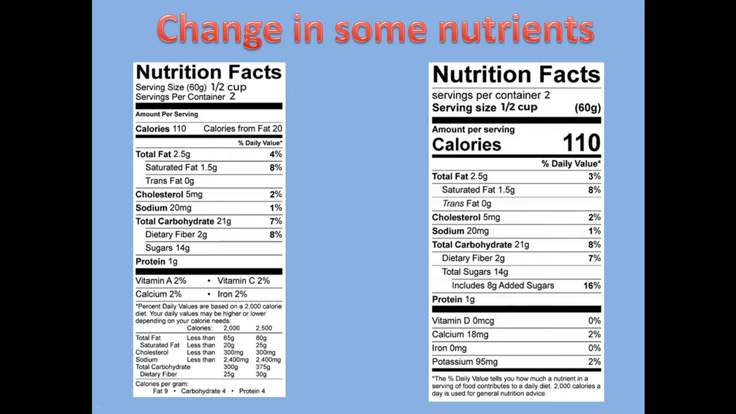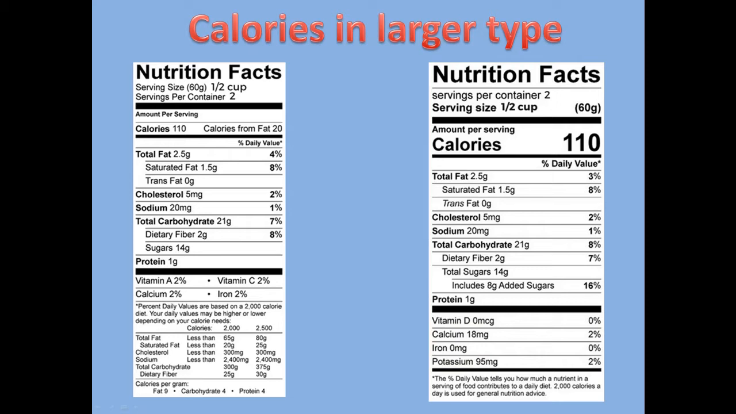Next, we're going to talk about how they changed some of the nutrients at the bottom. If you see on the left, it was vitamin A, vitamin C, calcium, and iron. They changed that to vitamin D, calcium, iron, and potassium. We'll go into that in more detail in a little while. And the calories were put in a larger type, which is pretty much the main reason why a lot of people look at labels. They want to just know how many calories are in something.